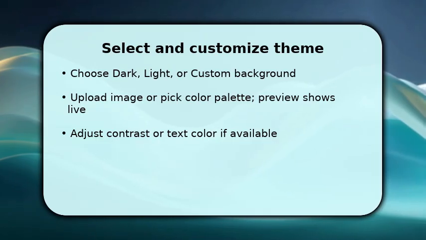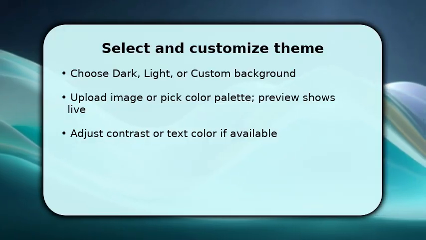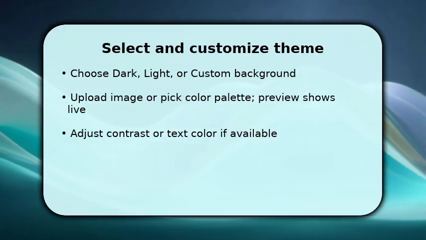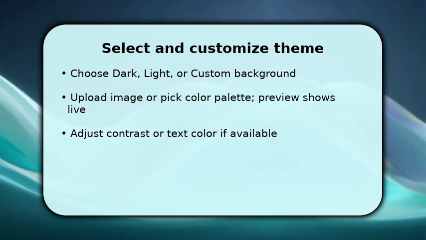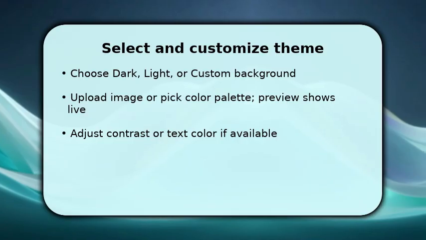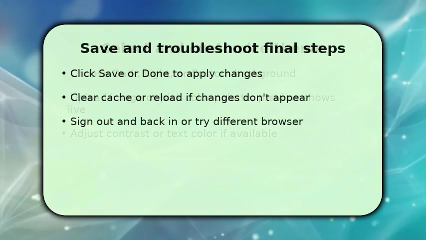Once done, use any available contrast or text color adjustments to ensure readability. This is why preview matters. If your browser offers site-specific themes, apply to Google only or to all Google apps as required. Make sure to review how links and icons look. Finish by clicking Save or Done to apply the new theme.